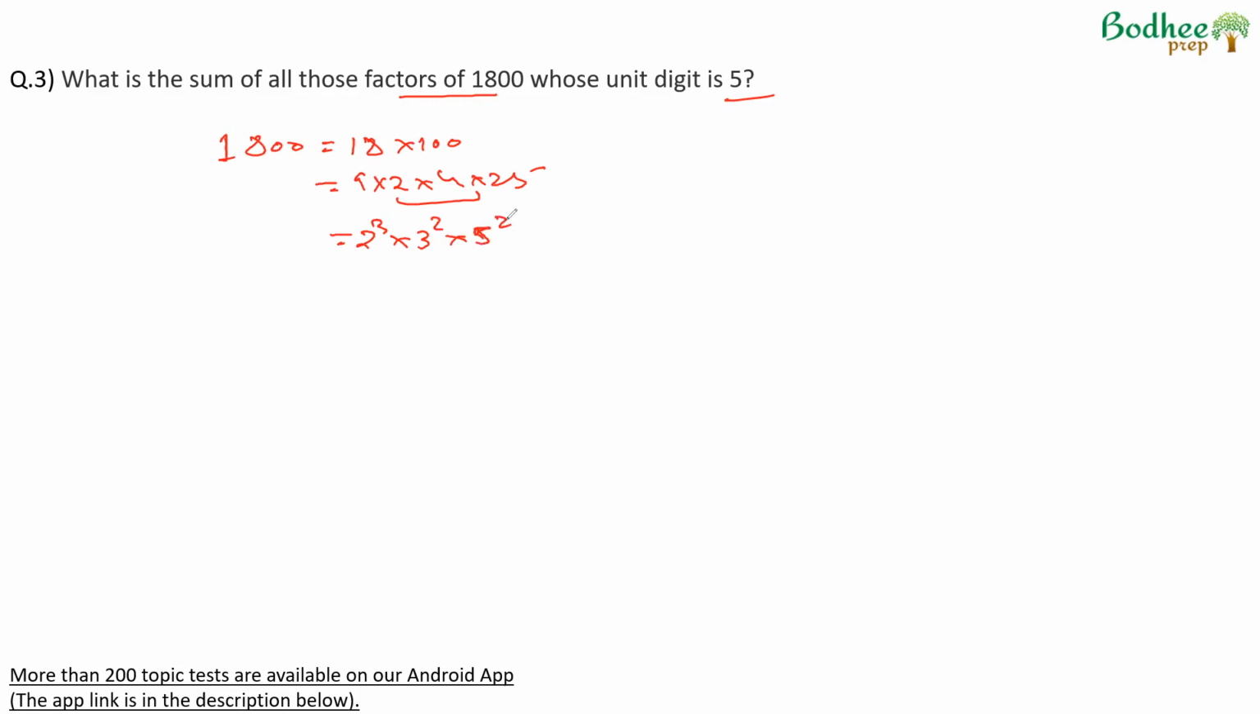Now, if you want the unit digit as 5, the number has to have a power of 5, and it should be odd.